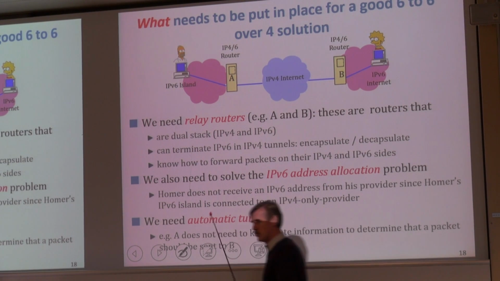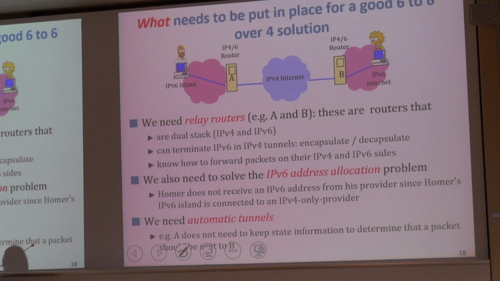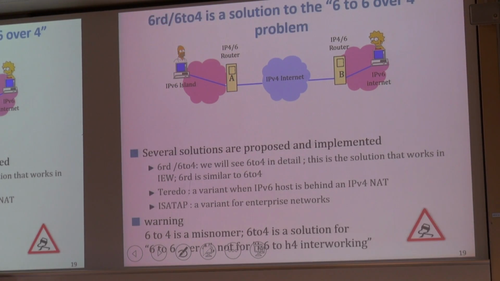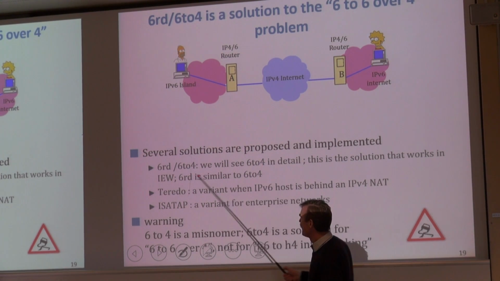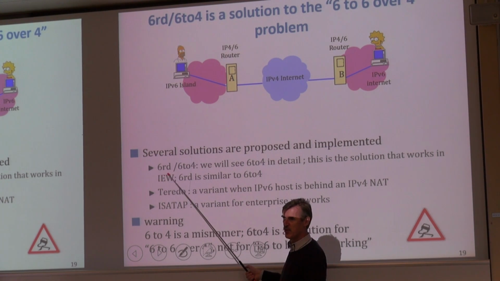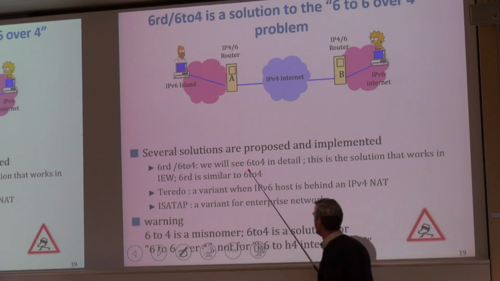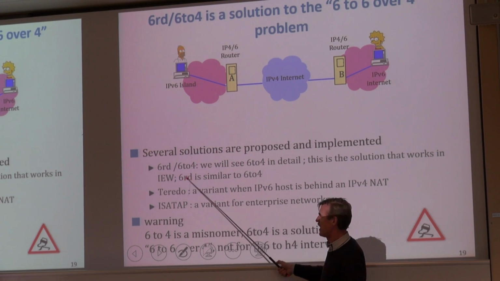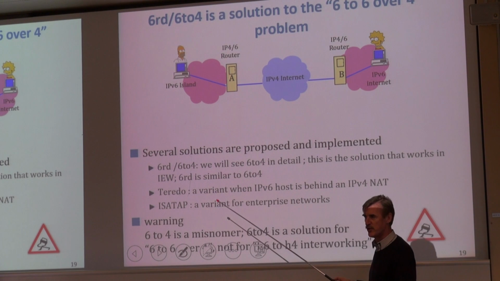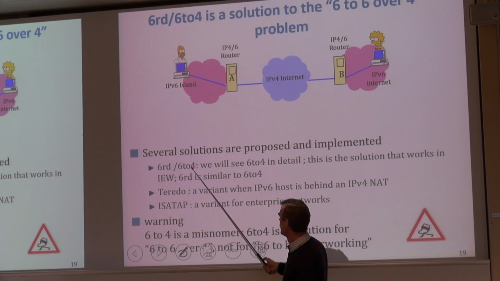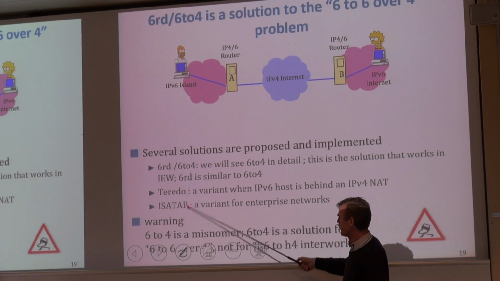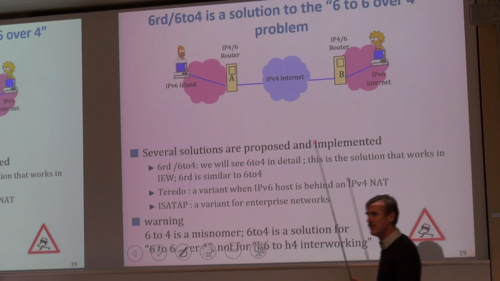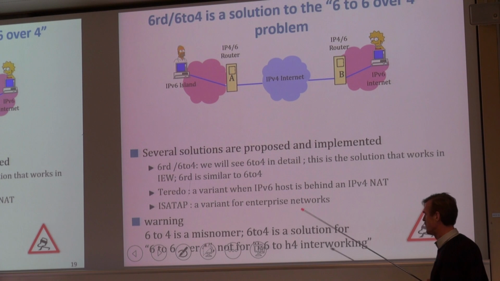And of course, we want the tunnels to be automatic, which means what is the IPv4 destination address, for example, needs to be done automatically. There are several solutions to that. The one we'll study in detail is called 6to4. There is a variant of it which is practically exactly the same, which is called 6RD. The only difference between 6to4 and 6RD is how the addresses are allocated and which addresses are used, but the mechanisms are exactly the same. Then there are other variants done by Microsoft, Teredo, ISATAP, that I will not describe in detail, but I will mention what they are doing.